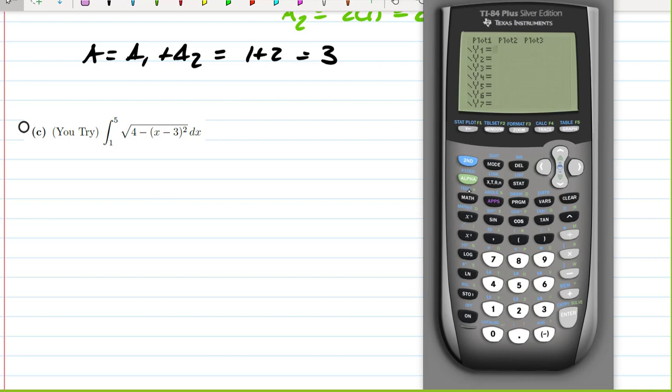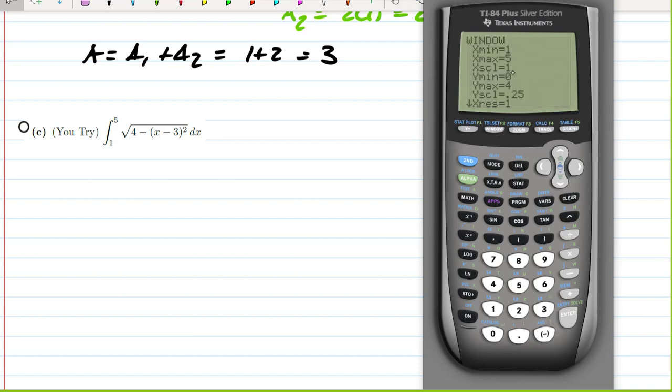So we grab our square root of 4 minus (x minus 3) squared. And we're going to change our window up a little bit because we want to go from 1 to 5 this time. And if we graph it, we get something that looks like this. And so our perspective is a little off, but it turns out that it's a circle.